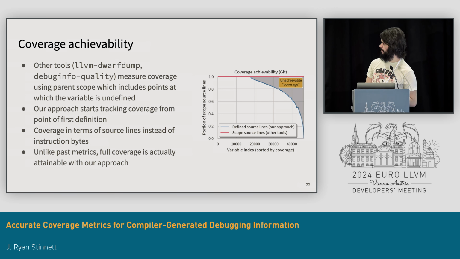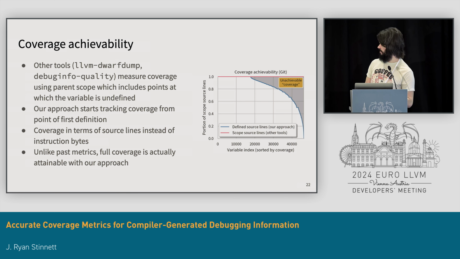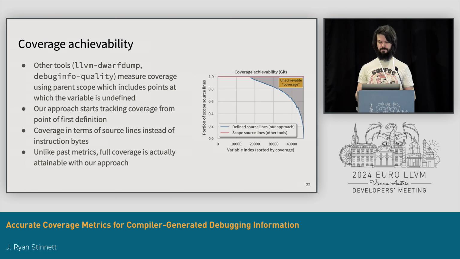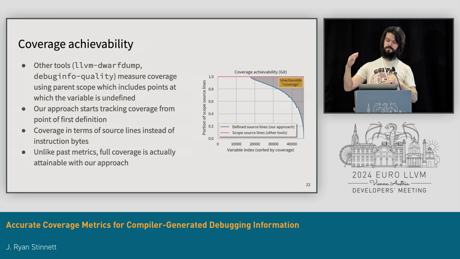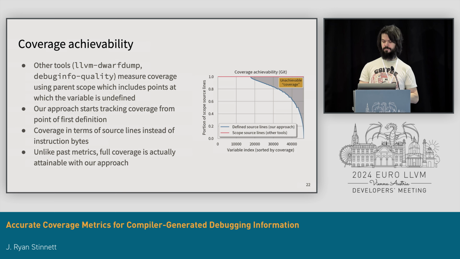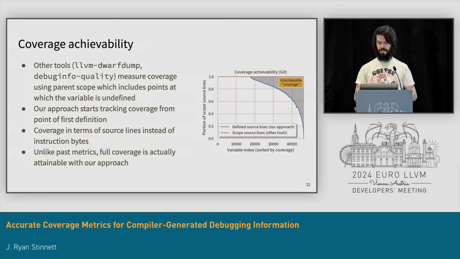So this chart here is just showing all of the variables in the Git code base as an example. On the x-axis, this is just all of the variables that exist across the code base sorted by their coverage. And this is trying to show, when you compare the two approaches, our approach versus the one that's commonly used today by many tools, this gray corner in the top right there is all of the coverage that other tools claim exists, but is not actually achievable.